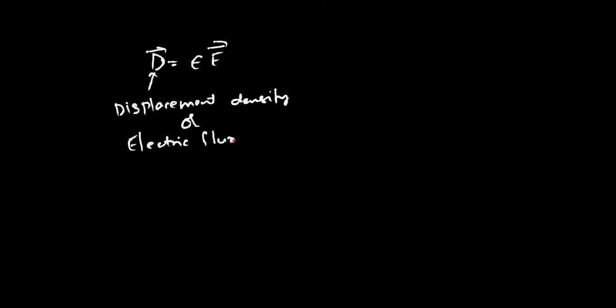D is equal to epsilon E, where D bar is referred to as displacement density or electric flux density. So what do we understand when we say electric flux density?